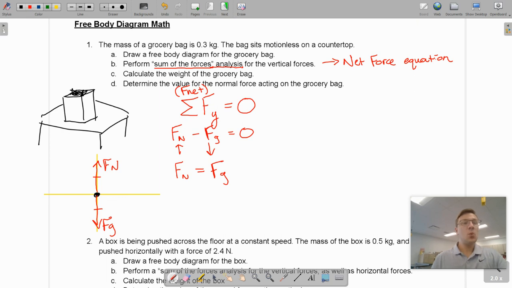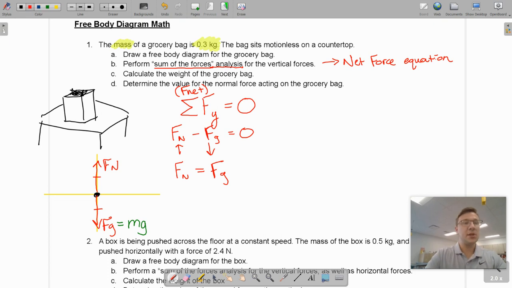Now, one thing that we've talked about, but haven't had to really use, is that weight is equal to mass times acceleration due to gravity. That comes into play here because it's given me the mass of the grocery bag. The mass of the grocery bag is 0.3 kilograms. So I don't know what the weight of the bag is right now, but if I have the mass, I can figure out the weight of the bag. And since I know that the weight of the bag is equal to the normal force based on the equation we just wrote, I can then figure out the normal force.